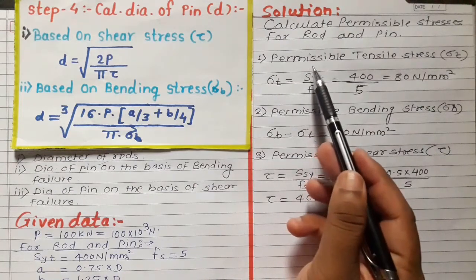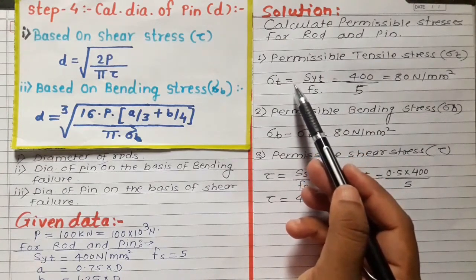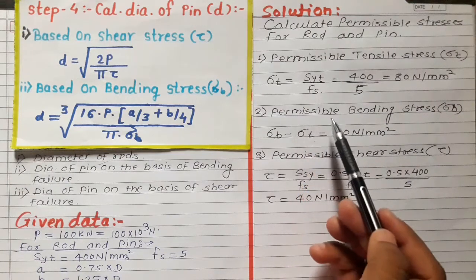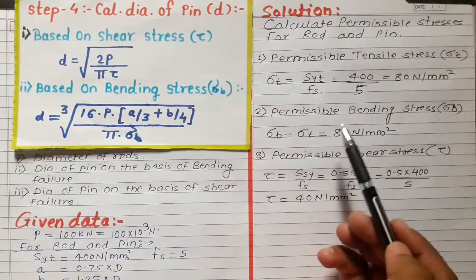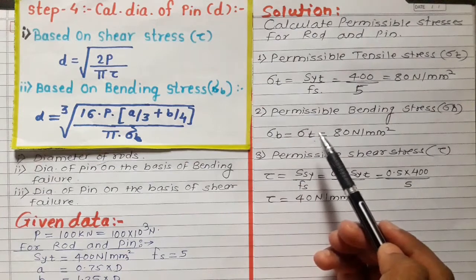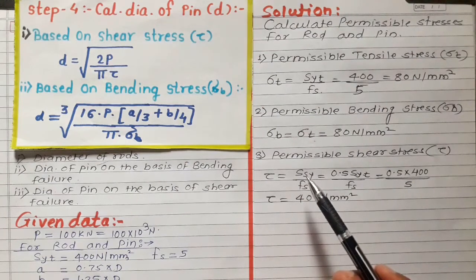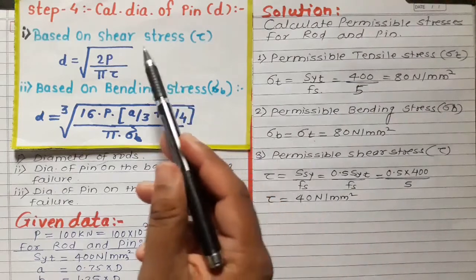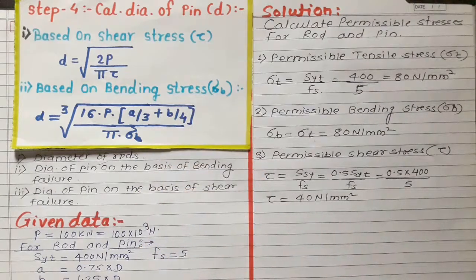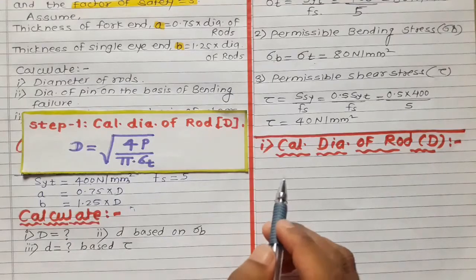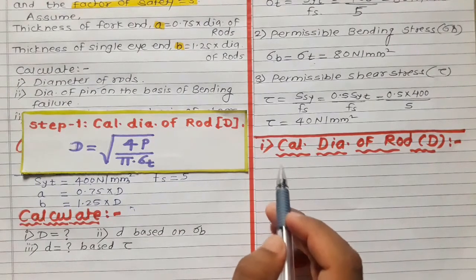First of all, we have calculated the permissible tensile stress, which is required to find out the diameter of rod. Second, we have calculated the permissible bending stress, which is required to find out the diameter of pin. And third, we have calculated permissible shear stress, which is required to calculate the diameter of pin based on shear stress. Now we will start the actual solution of this problem.